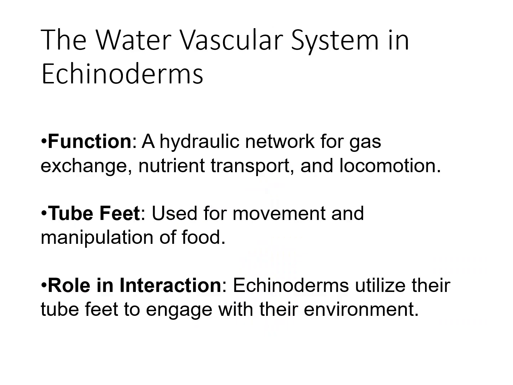One of the most defining features of echinoderms is their unique water vascular system, a sophisticated hydraulic network with multiple vital functions. It plays a key role in gas exchange, nutrient transport, and most importantly, locomotion. This system powers the tube feet, small, muscular appendages that extend from the body. These tube feet are used not only for movement, allowing echinoderms to glide or cling to surfaces, but also for feeding, helping them grasp and consume prey or detritus.